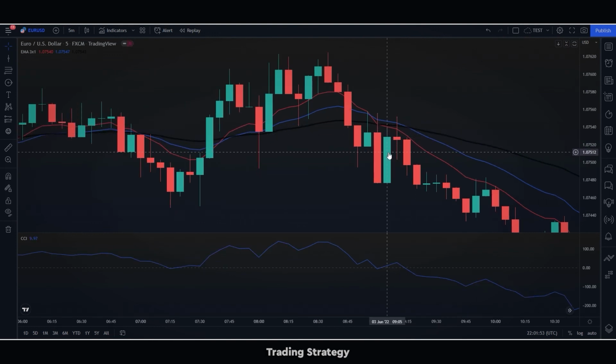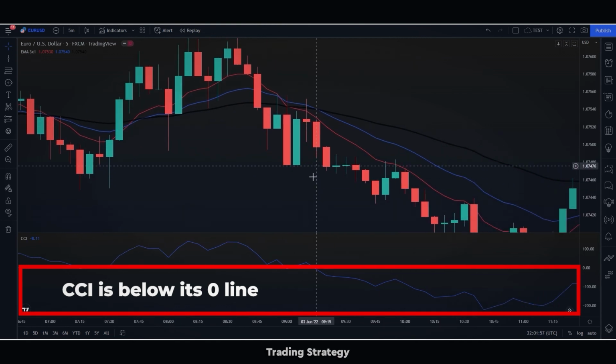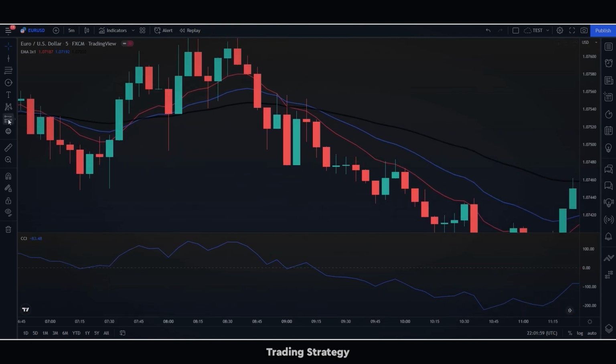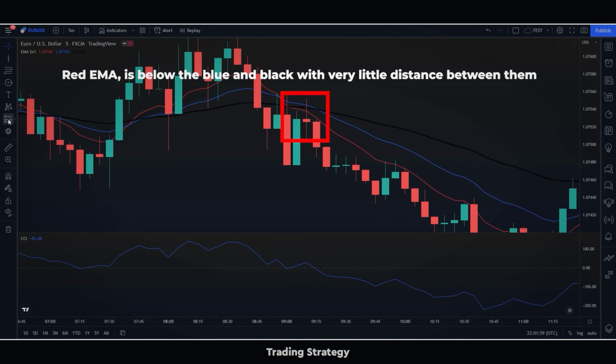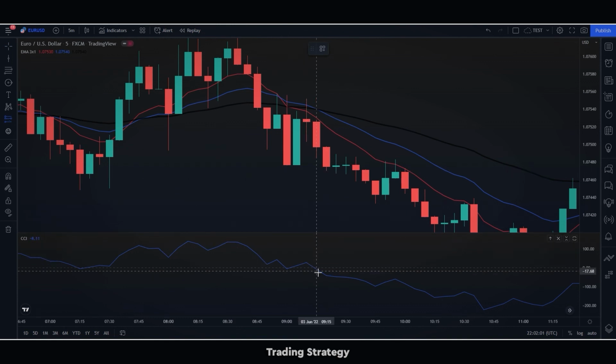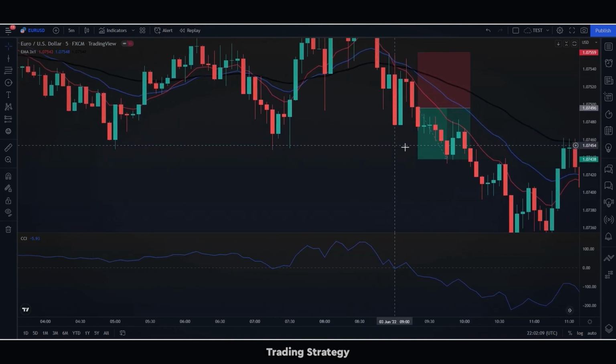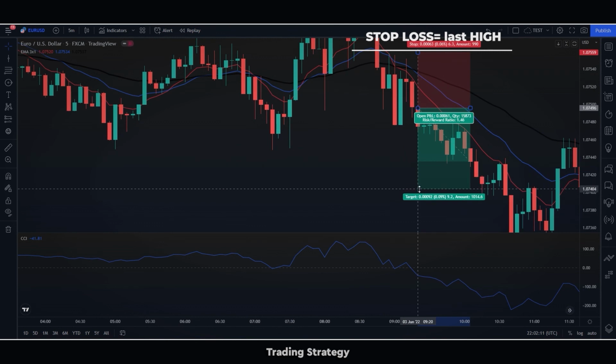In the case of wanting to carry out a sell operation, we will do it when the CCI is below its zero line, and also the red EMA is below the blue and black with very little distance between them. That is, the red almost touching the blue. Also, the price must be below the 50 EMA. If this is fulfilled, we will perform the operation. We will place our stop loss above the last high, and our take profit in the support and resistance zones with a minimum risk-benefit ratio of 1:1.